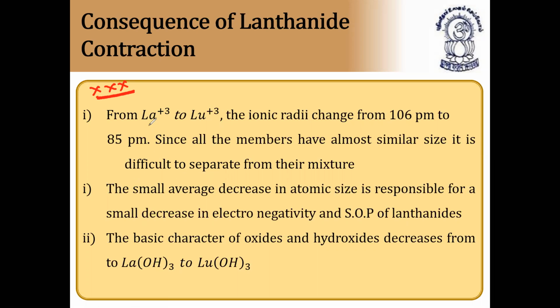So, from lanthanum, that is La+3, to lutetium, Lu+3, the ionic radius changes from 106 picometers to 85 picometers. Since all the members have almost similar size, it is difficult to separate them from their mixture. So this is the first effect. Due to the lanthanide contraction, the ionic radius is almost similar from lanthanum to lutetium +3. The ionic radius or atomic radius is almost similar, so it is very difficult to separate from their mixture.